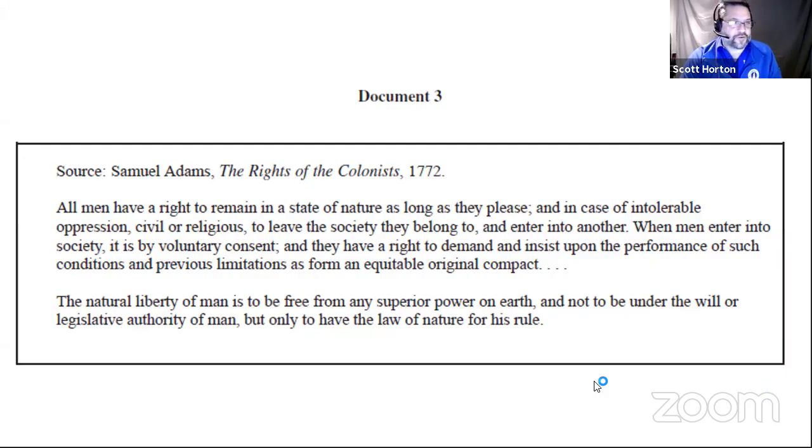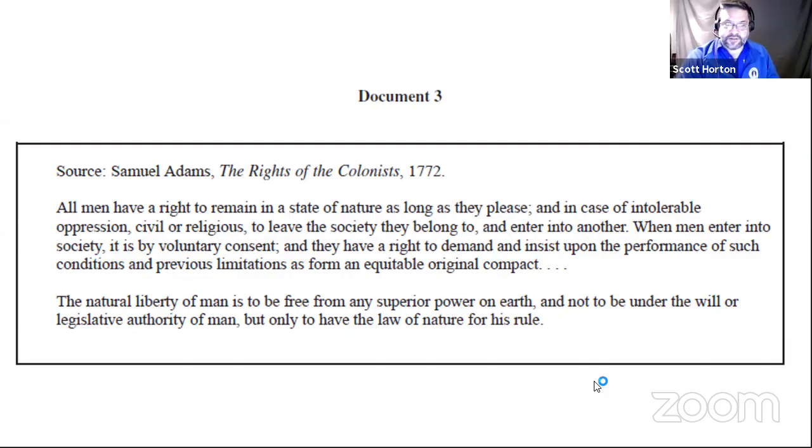All right, so hopefully you know who Sam Adams is after that little video introduction we saw a bit before. And hopefully, if you read through this, you are noticing that he talks about something a couple of times here. All men have the right to remain in a state of nature. He talks about when men enter into society, it is by voluntary consent. He talks about the natural liberty of man, not to be under the will or legislative authority of man, but having the law of nature for his rule.